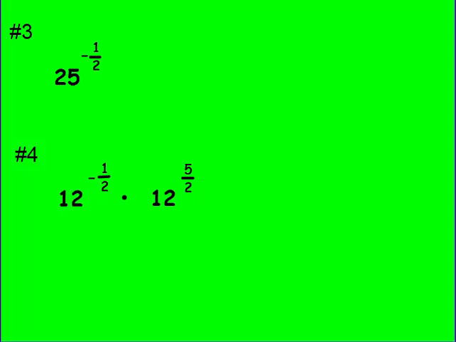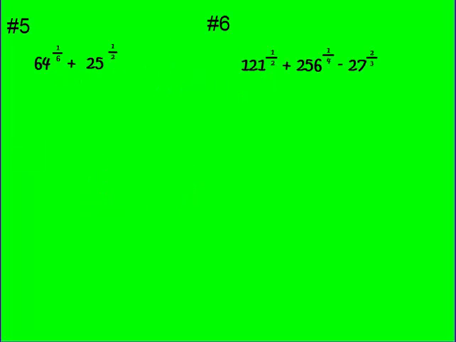If you have 25 to the negative 1/2 power, now we've got the fractional exponent and we've got the negative exponent. I look at this and I say, okay, the negative exponent is going to flip it to the denominator, and the 1/2 power is telling me to take the square root of 25. So my answer is 1/5. Try number 4. See what you can come up with. Try 5 and 6.